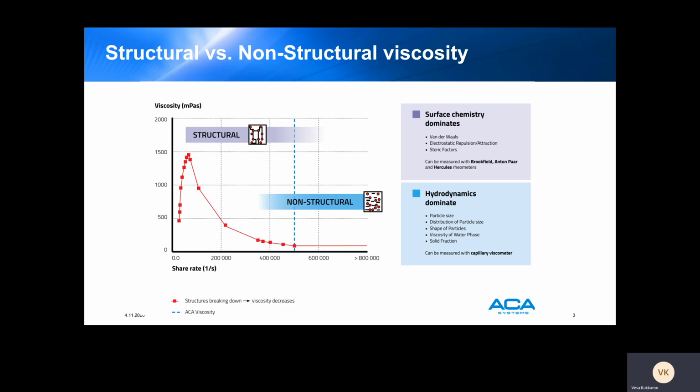On the other hand, we have a non-structural part of the viscosity where the shear rate is so high that all the structures are broken, and you are measuring a kind of packing effect of the particles, and that is causing then the viscosity. And this can be measured by a capillary viscometer. And in this study, we are focusing on non-structural part of the viscosity, and we are measuring high shear viscosity curves.